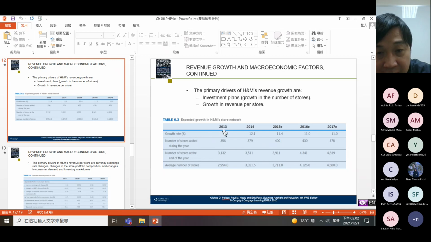In 2013, 356 stores were added. In 2014, the number of stores added increased to 979. In 2015, it increased to 400. Then 16,817. So it is increasing.